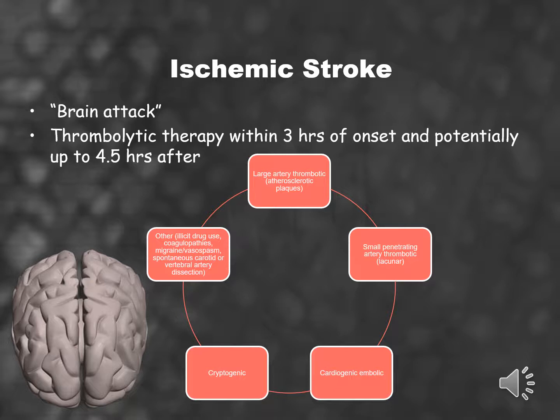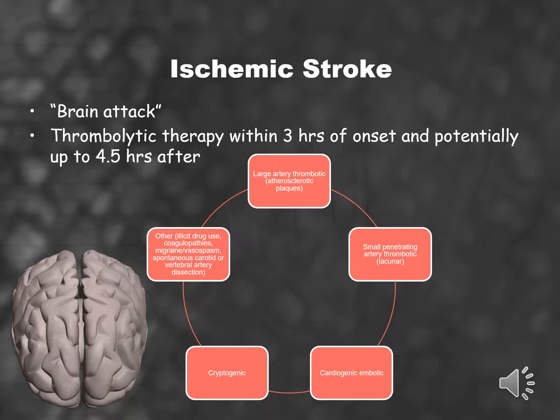Another big type is your cardiogenic embolic stroke. So this is most frequently related to patients who have atrial fibrillation. And if you can remember from MedSurg 1, when you have atrial fibrillation, one of the biggest risks is the development of clots and that clot breaking off and going to the brain and causing an ischemic stroke.